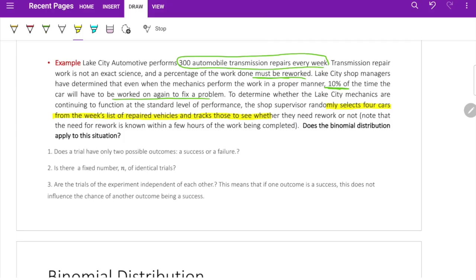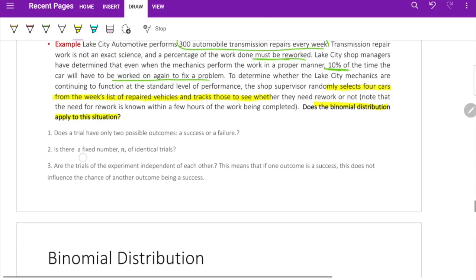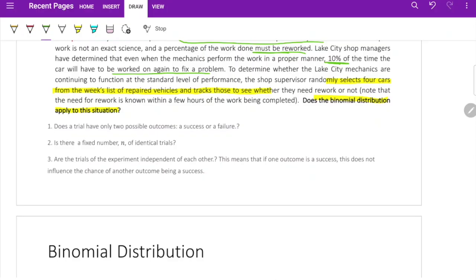Does the binomial distribution apply to the situation or no? So we have to check these conditions, the checklist. First of all, does the trial have only 2 outcomes, a success or a failure?